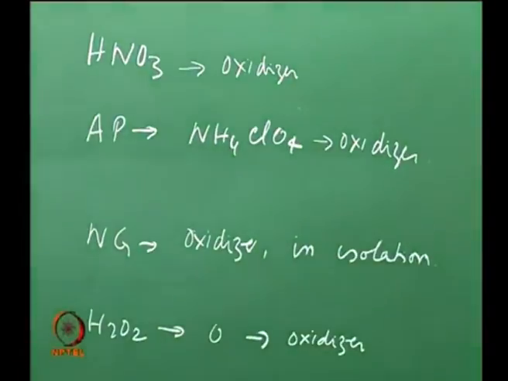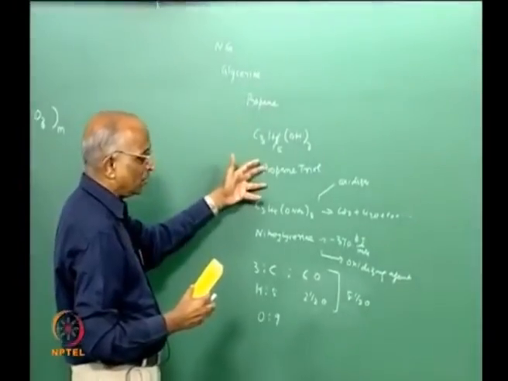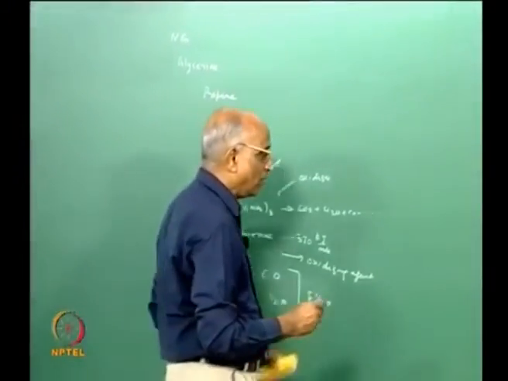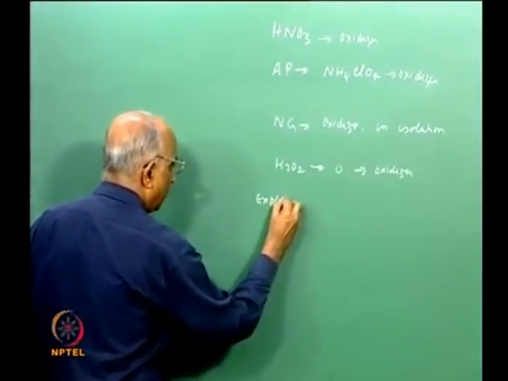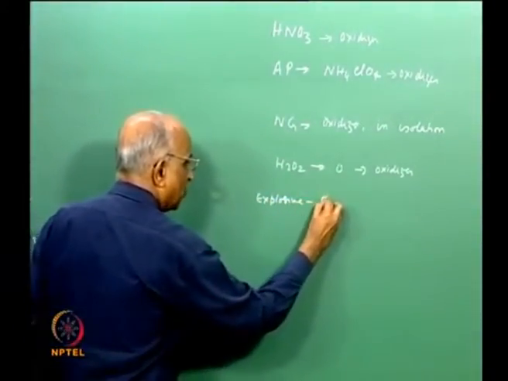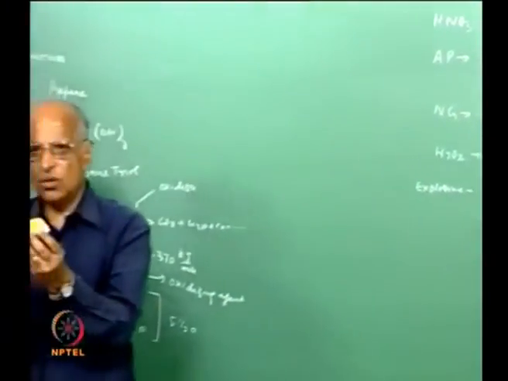And therefore, let's take one example of a fuel. I started with nitroglycerine, which was an oxidizer. Let's take an example of a fuel which is an explosive, which can act as a fuel. The simplest one is maybe this wood, which is cellulose.